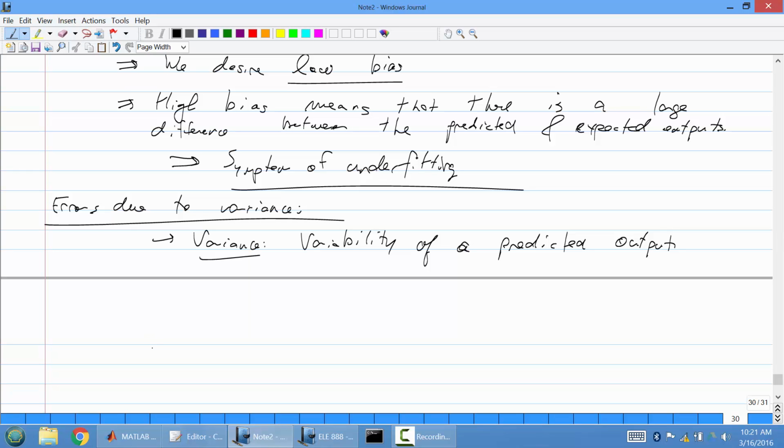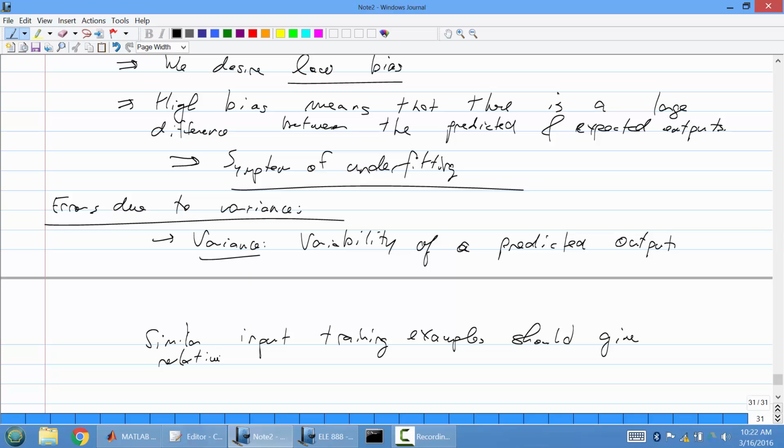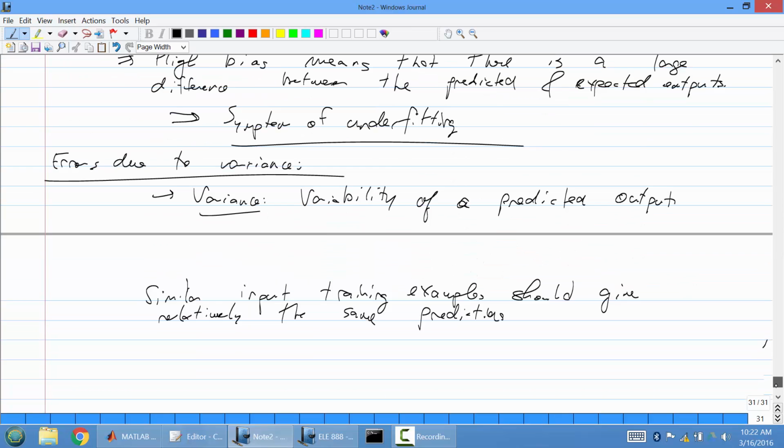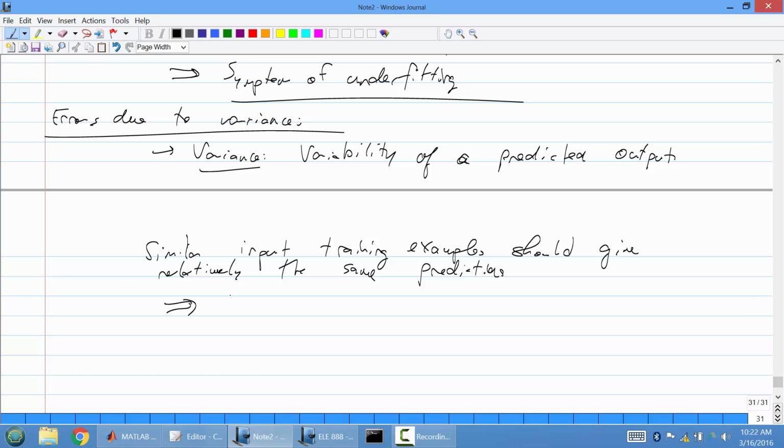Okay, so similar input training examples should give relatively the same predictions. Okay, and this is what we call low variance. Okay, so high variance means that when you change the input slightly, the output is going to change a lot, and that's not something you want.